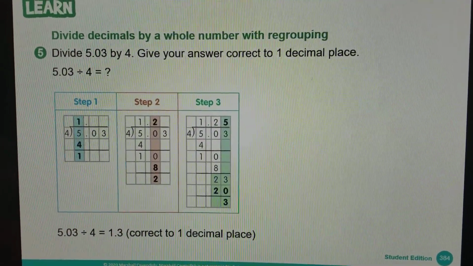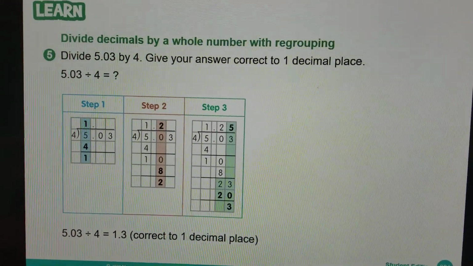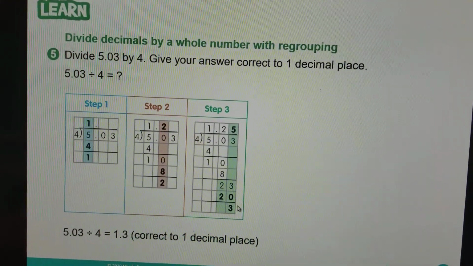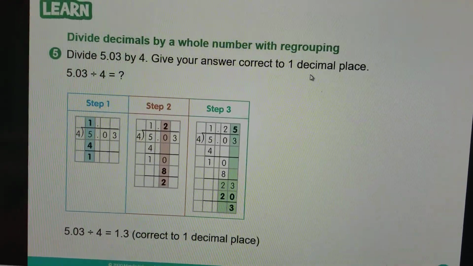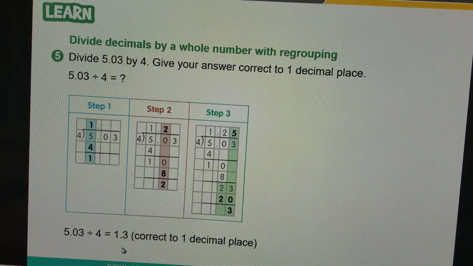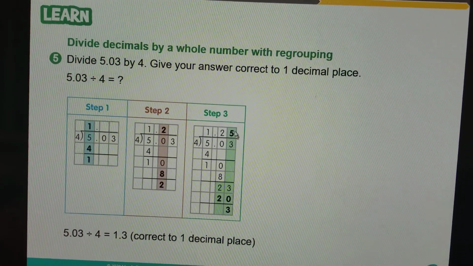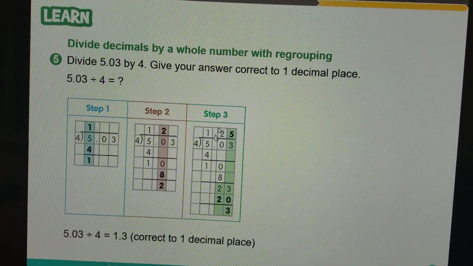And my answer is 1.2. Now, even though there's a 3 left, I'm not going to continue the problem because they're asking me to round to 1 decimal place, right? To the nearest 10th. So I can stop because I already have my 5 to tell me what's going to happen to my 2. I'm going to go up.